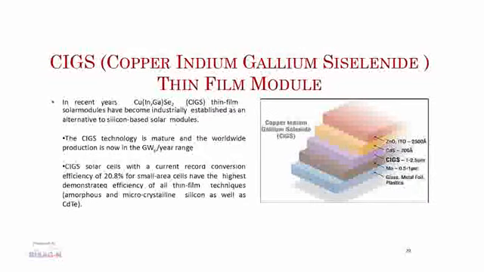CIGS thin film model. In recent years, CIGS thin film solar modules have become industrially established as an alternative to silicon based solar modules. The CIGS technology is mature and the worldwide production is now in the gigawatts per year range. CIGS solar cells with a current record conversion efficiency of 20.8% for small area cells have the highest demonstrated efficiency of all thin film techniques.